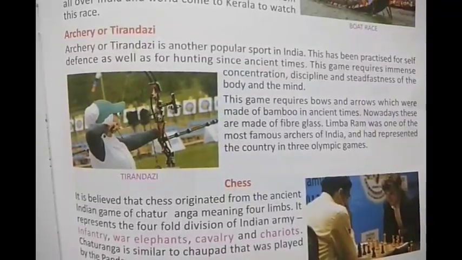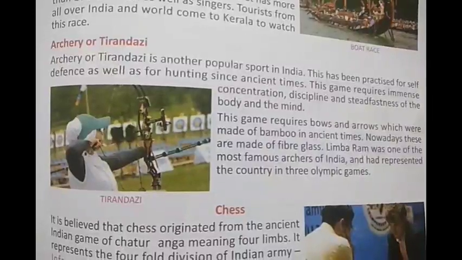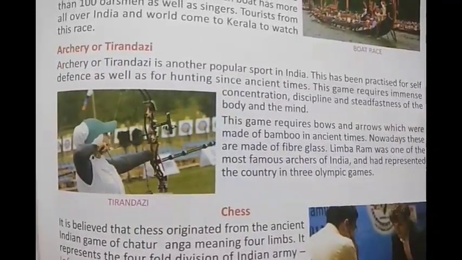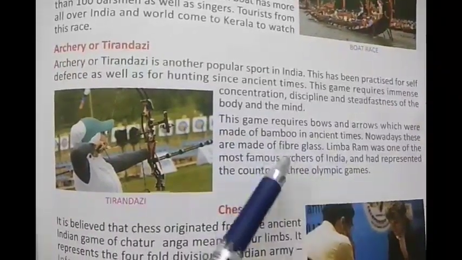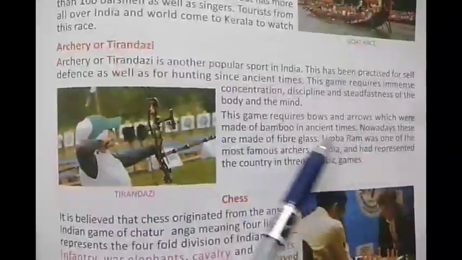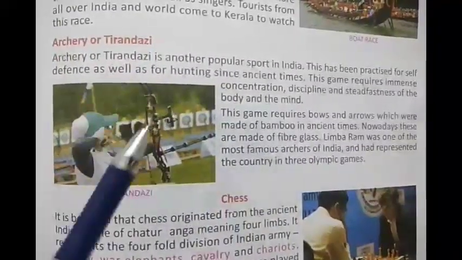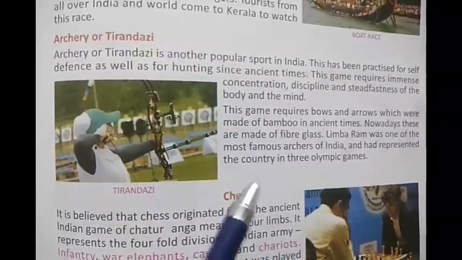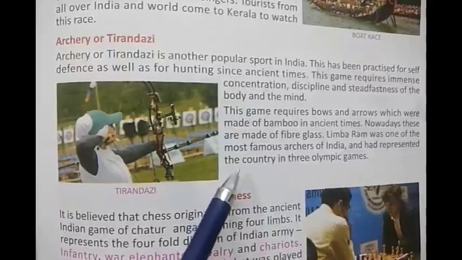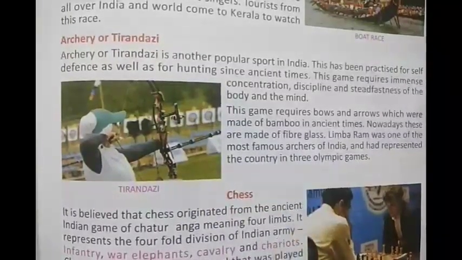And this game requires bows and arrows. And these bows and arrows were made of bamboo in the olden days, in ancient times. But now, these are made of fiberglass. And then you have to remember here the name of this person, Limba Ram. Who was he? He was one of the most famous archers of India, and he had represented our country in 3 Olympic Games. So this question is also a probable question. It might come. You have to remember the name Limba Ram, one of the famous archers of India.